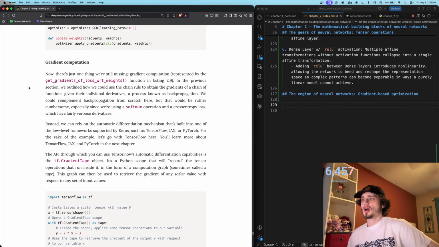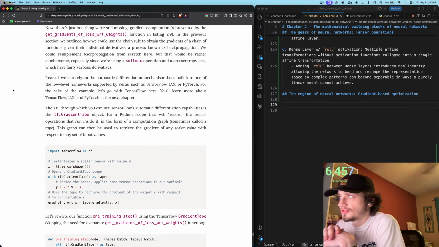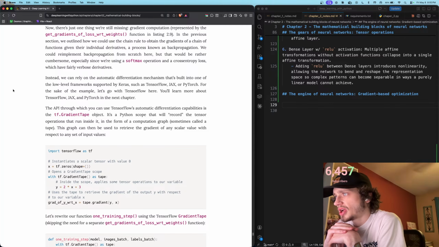Instead, we can rely on the automatic differentiation mechanism that's built into one of the 3 low-level frameworks supported by Keras, such as TensorFlow, JAX, or PyTorch. For the sake of this example, let's go with TensorFlow here. You'll learn more about TensorFlow, JAX, and PyTorch in the next chapter. The API through which you can use TensorFlow's automatic differentiation capabilities is the tf.GradientTape object. It's a Python scope that will record the tensor operations that run inside it in the form of a computation graph, sometimes called a tape.